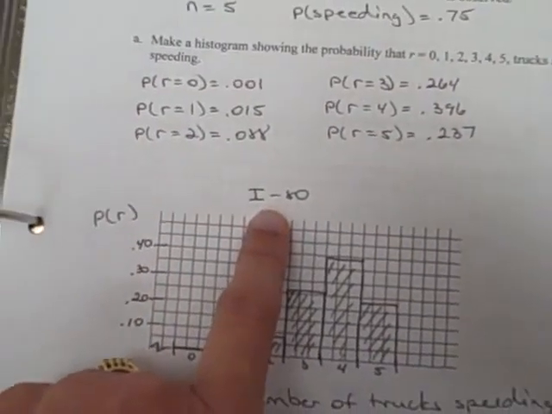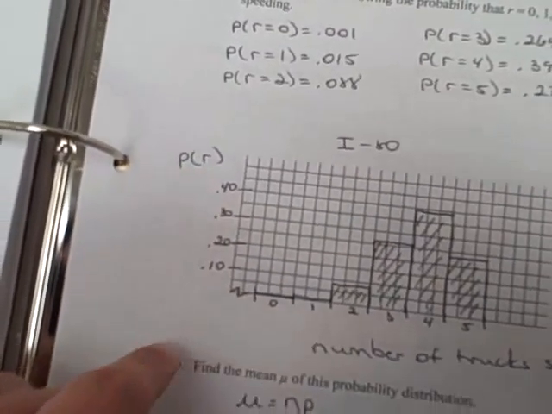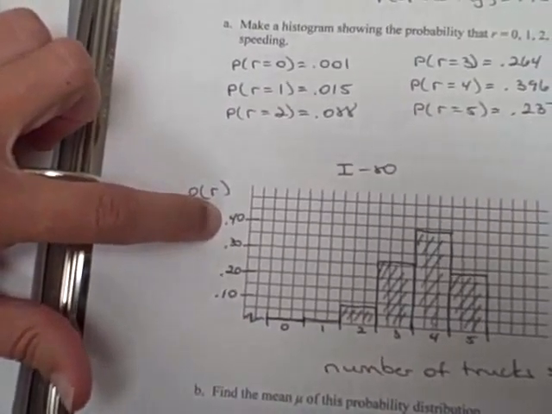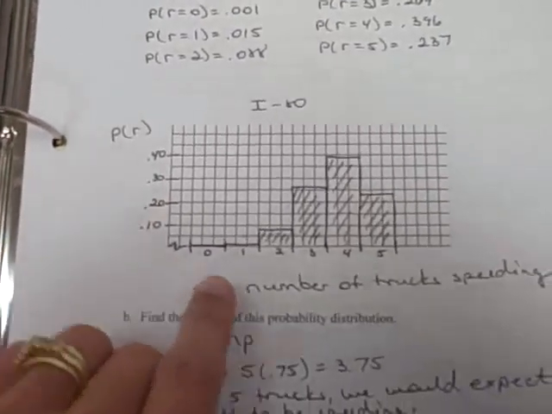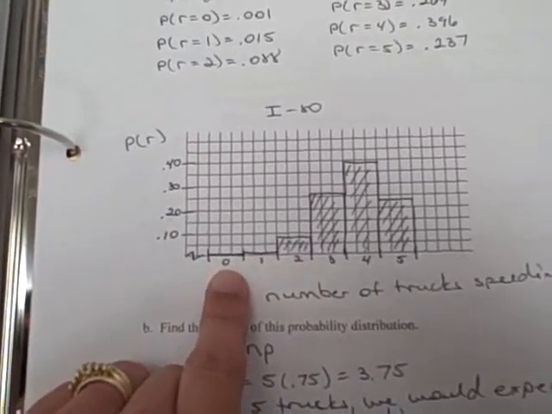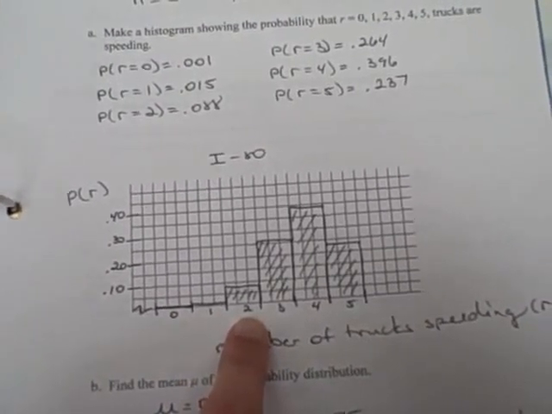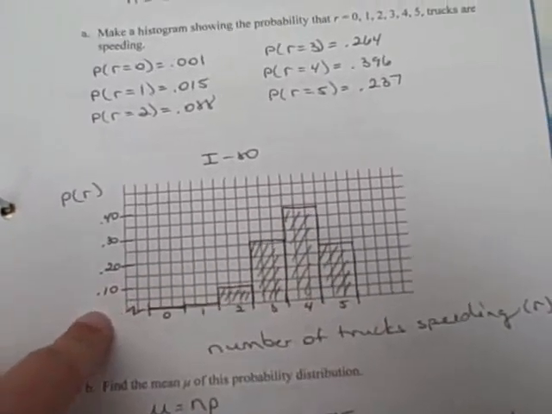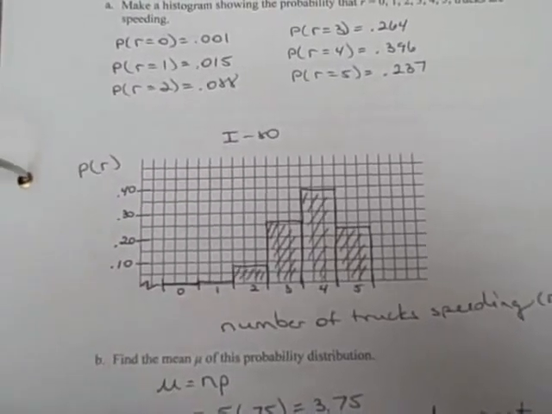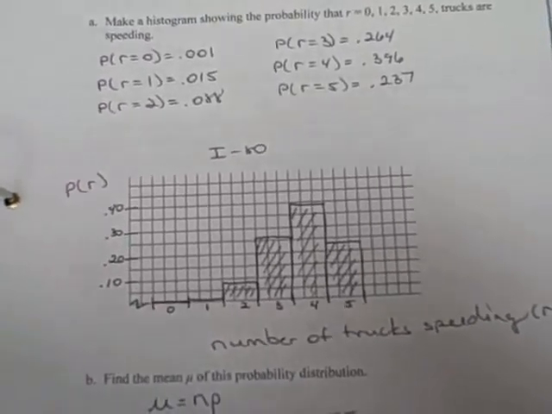Now we can make our histogram. I just wrote I-80 as my title. This is the probability of our R values. On the side, our highest probability was 0.396, so I knew I needed to at least get up to about 0.4. And then along the bottom, we have the number of trucks that are speeding. The probability for 0 trucks speeding was really, really small, kind of the same for 1 truck, and then we kind of did this. And you can tell this is definitely skewed to the left. But we make it just like we did back in section 5.1, except for these probabilities we have to get out of the binomial table.